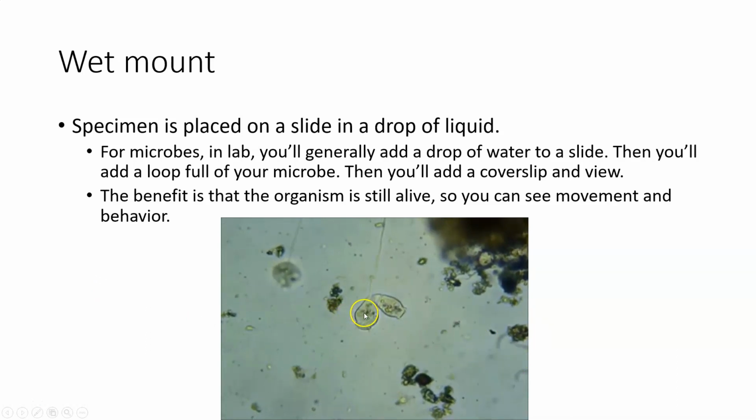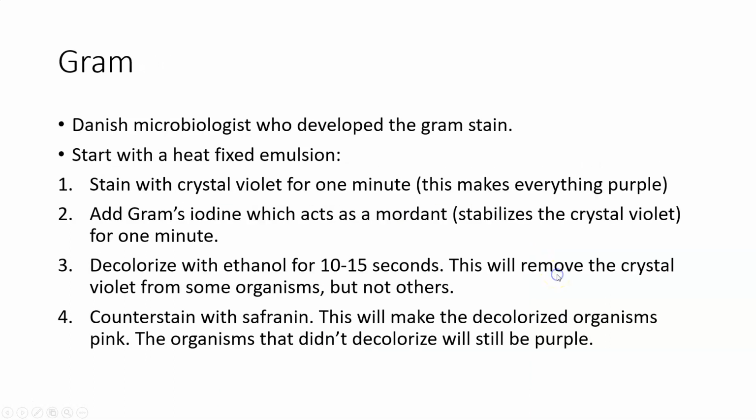Now, this is actually Vorticella. It's a protist as opposed to bacteria, but these little bitty specks that are moving around, those are bacterial cells, and the Vorticella is actually creating a current to eat those. You wouldn't be able to see those if you created a heat-fixed emulsion and then you stained them, because that would kill the Vorticella. By doing a wet mount, though, you can actually see them actively feeding, and so that's one of the benefits of doing a wet mount.